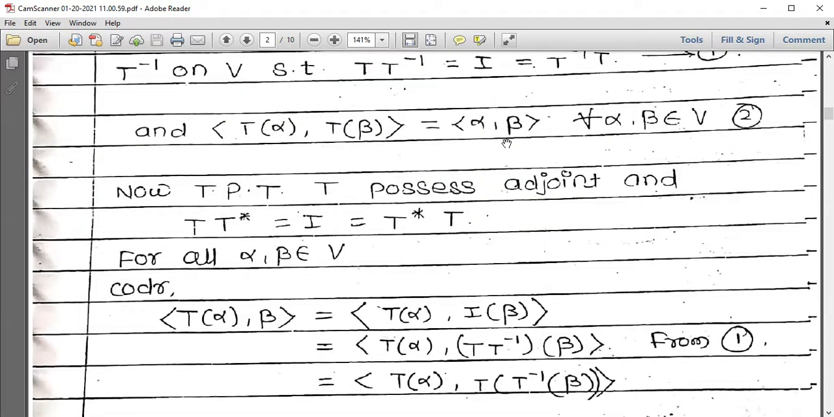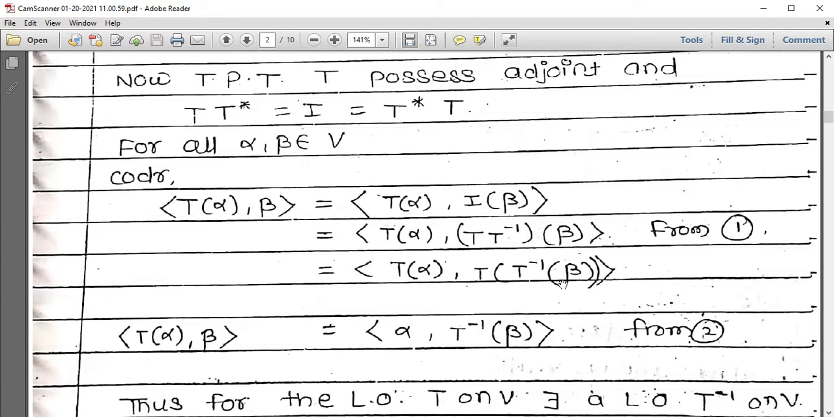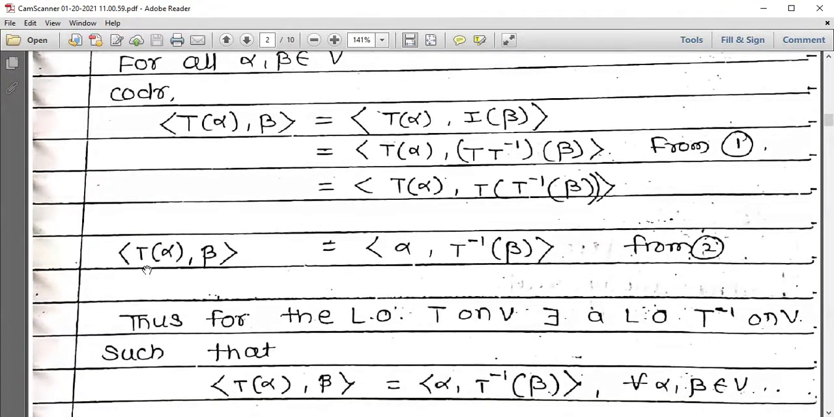From 2 we can write: the inner product of T alpha, T beta is equal to the inner product of alpha, beta, for all alpha, beta belongs to V. Instead of beta here, T inverse beta is there. Okay, so T inverse beta as it is, because T preserves the inner product from equation number 2. Hence, the inner product of T alpha, beta is equal to the inner product of alpha and T inverse beta.